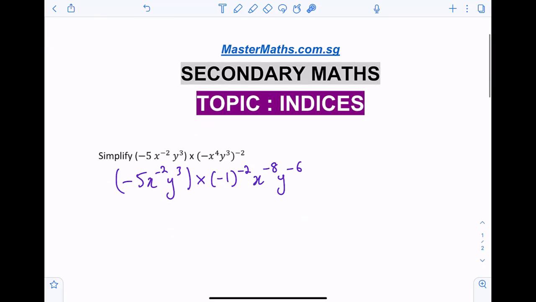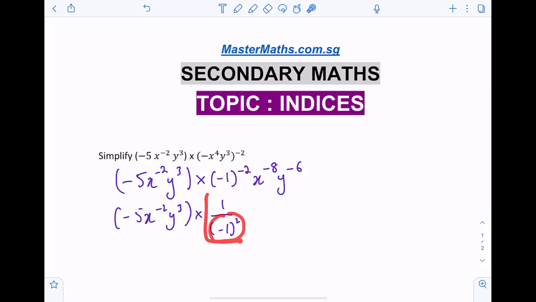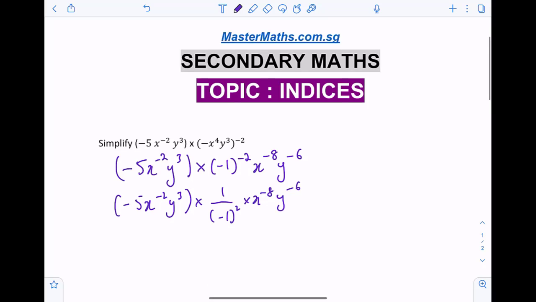Now, negative 1 to the power of negative 2 is the same as positive 1. Let's get to that shortly. So this one you can change to 1 over negative 1 squared, which essentially is just 1. At the end, it's just positive 1, times x to the power negative 8 times y to the power negative 6.